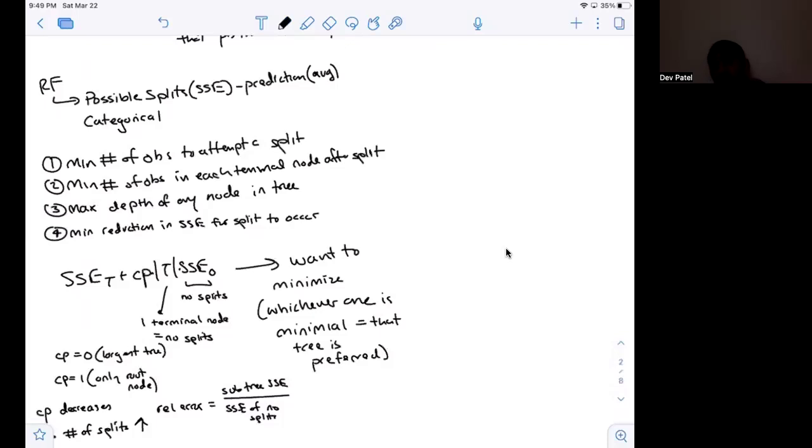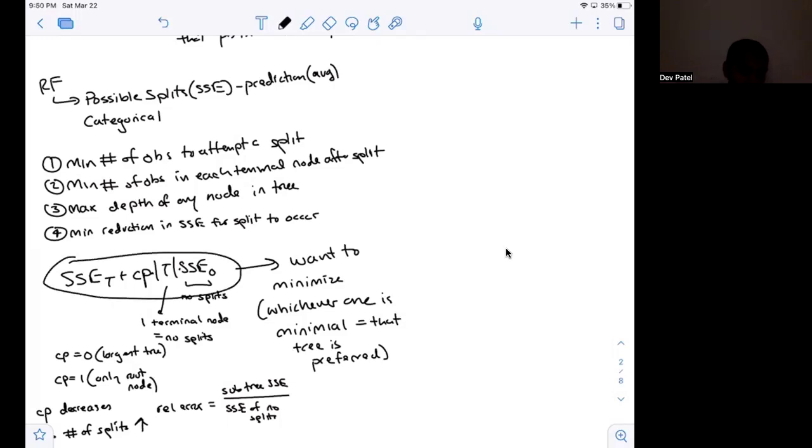And then we also want to make sure that we're not overfitting, that we're not growing the decision tree as much as possible. To do that, we apply a complexity parameter, which essentially stops our tree from overgrowing. When we have a complexity parameter of 0, that's essentially the largest tree. We're not adding any penalty for the number of splits or the number of terminal nodes. When we have a complexity parameter of 1, that is just the root node, removing all complexity.